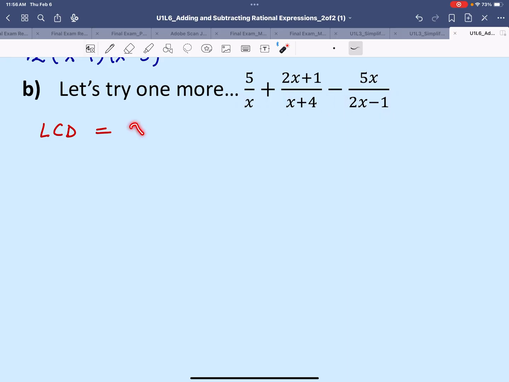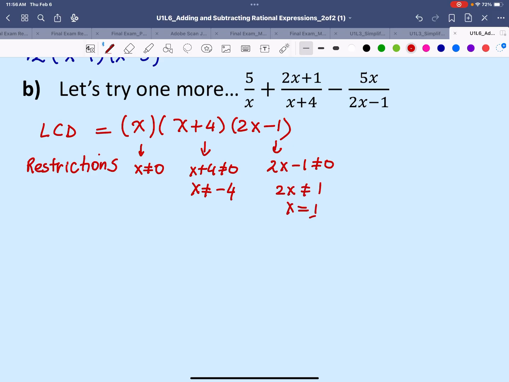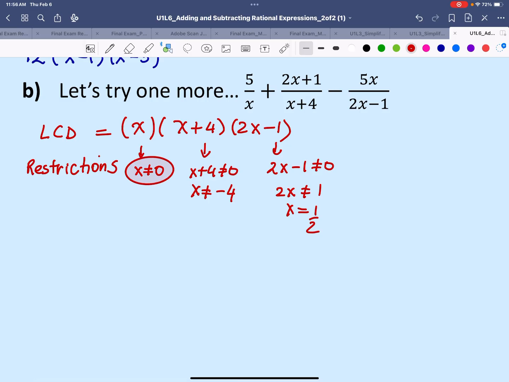So the lowest common denominator would be the product of all three of them: x, x plus 4, and then 2x minus 1. And since we're at it, we're going to state the restrictions, which are, number 1, x cannot equal 0. Number 2, x plus 4 cannot equal 0, which means x has to be different than negative 4 as well. And 2x minus 1 different than 0, which means that 2x has to be different than 1 and x different than 1/2. So in this case, we got 3 restrictions for x.